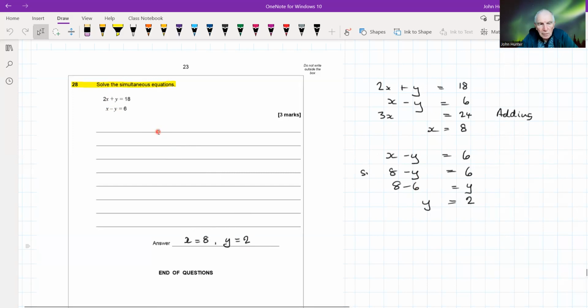Now, we could check that. If we put x equals 8 in there, that's 16, plus y equals 2, that's 18. So that actually checks out, doesn't it?